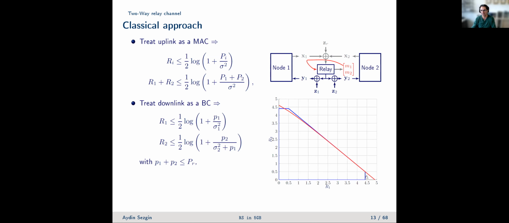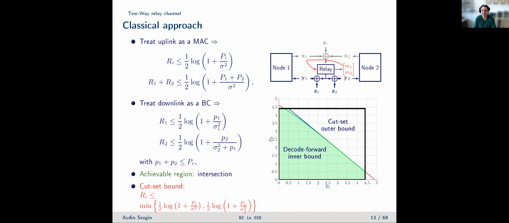The blue region is given by the MAC constraints here, and this red region is given by the broadcast constraints, right? That means since I'm decoding at the relay, the overall performance is given by the intersection of those two regions. And this region we refer to as the decode and forward inner bound, because we decide to decode the individual components x1 and x2, and then process them in the next step.